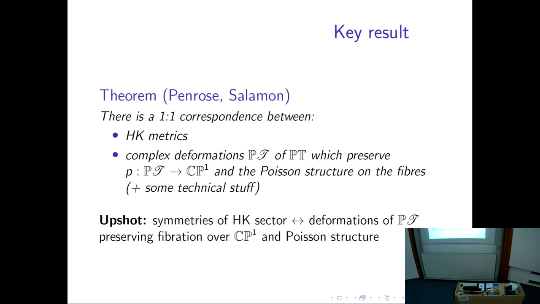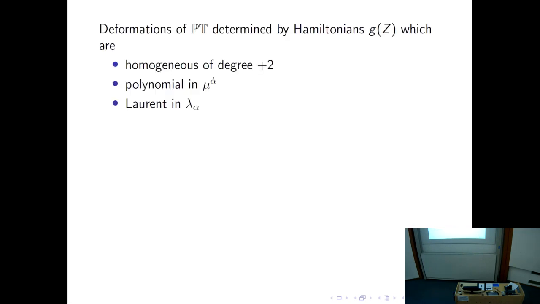So the upshot of this theorem, from the perspective of trying to cook up some sort of celestial chiral algebra, is that deformations of a hyperkähler manifold, or if you like, symmetries of the hyperkähler sector of general relativity, just correspond to deformations of your twistor space which preserve this fibration over CP1 and the weighted Poisson structure on the fibers of that fibration. Okay? And now this is an easy problem to solve. So let's just take the flat model. I want to understand what is the space of hyperkähler deformations of C4K equipped with its natural hyperkähler structure.